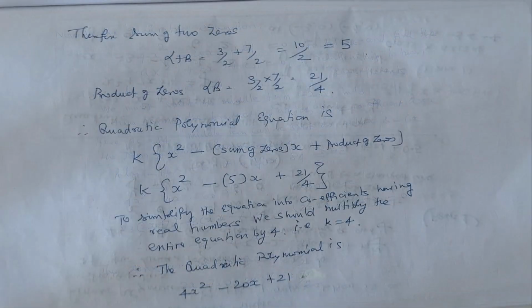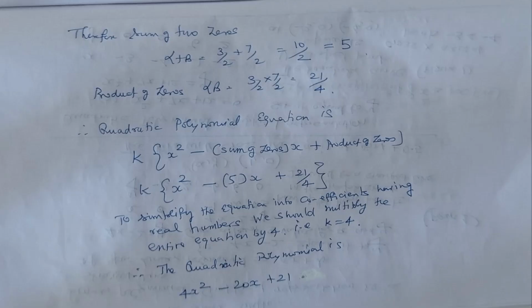Now, having found the two zeros of the polynomial, one is alpha and one is beta. The sum of the two zeros, alpha plus beta, is 3 by 2 plus 7 by 2, which is equal to 10 by 2, which in standard form is 5. The product of zeros, alpha beta, is equal to 3 by 2 into 7 by 2, which is 21 by 4. Therefore, the quadratic polynomial equation is k multiplied by x squared minus sum of zeros multiplied by x plus product of zeros. Here, k multiplied by x squared minus 5x plus 21 by 4.